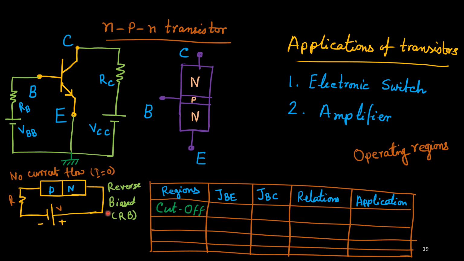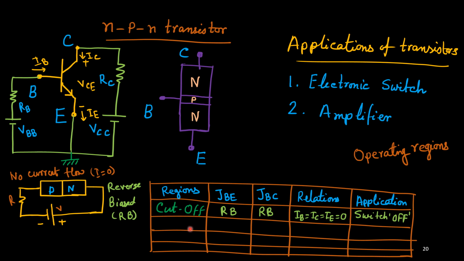Whereas in reverse bias, the N-type semiconductor is connected to the plus terminal of the voltage source, and the P-type semiconductor is connected to the negative terminal. In this arrangement there will be no current flow. The diode cannot conduct, so the current becomes zero. This is very simple information that we'll be using here, though we'll discuss the operation of the diode in detail in another video.